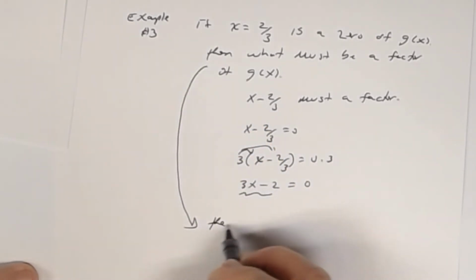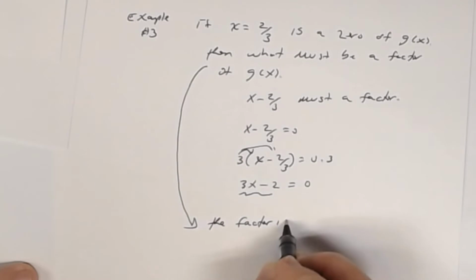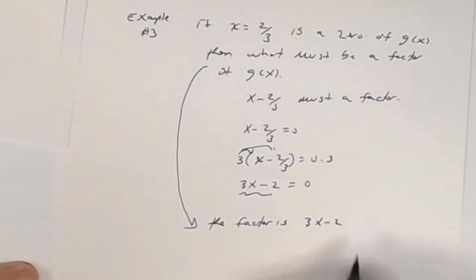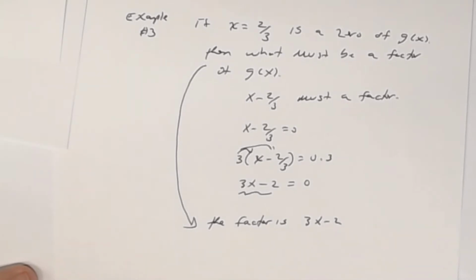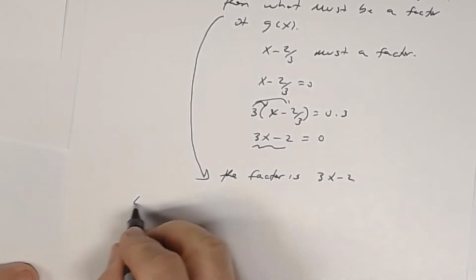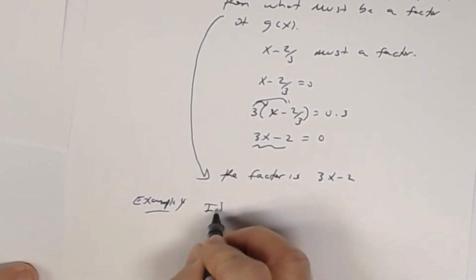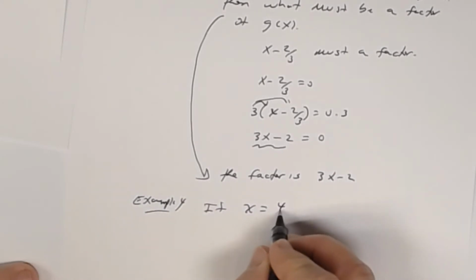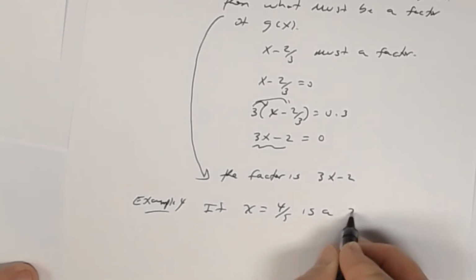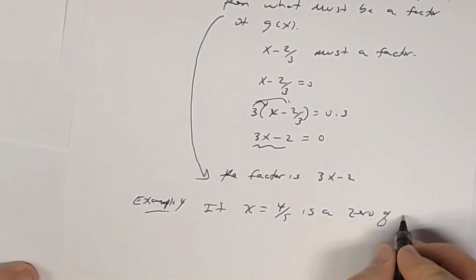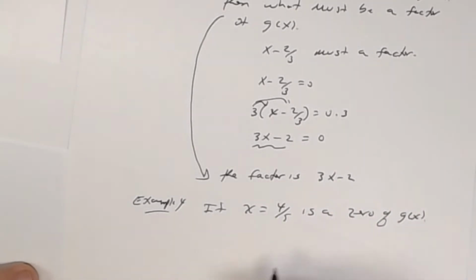Okay, so the factor is 3x minus 2. All right, so that's the one I want you to write. Okay? So let's look at another one with a fraction in it. Example 4. If x equal 4/5 is a 0 of g of x, then what would be a factor?